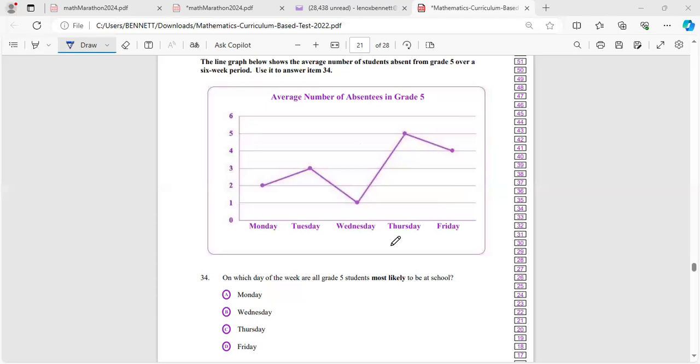Sir, I chose C, the letter C, because it said to be at school. Sir, the reason why it's C is because for Monday, the numbers represent the number of students who came.